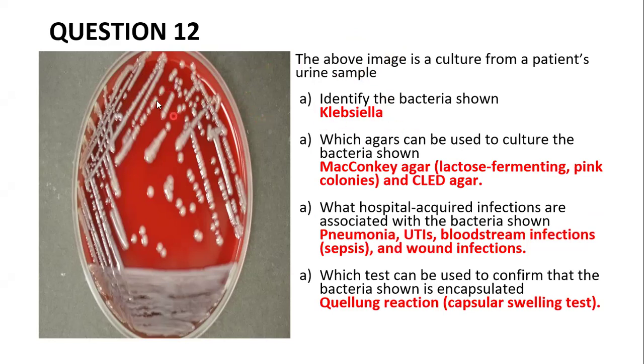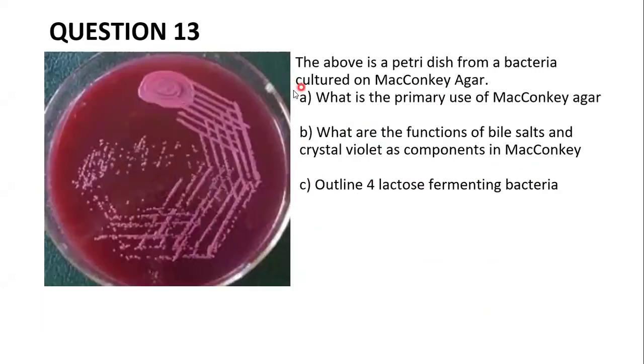So this is Klebsiella due to that mucoid appearance, MacConkey and CLED. So remember, on MacConkey, lactose fermenters will turn pink. You'll see pink colonies on MacConkey. Then we have pneumonia, UTIs, bloodstream infections, so it's sepsis, and wound infections. Then the test is the Quellung reaction or capsular swelling test. This was direct. So if you just knew that there's this mucoid appearance, you know it's Klebsiella, you can answer all these other questions. Okay, this is another one.